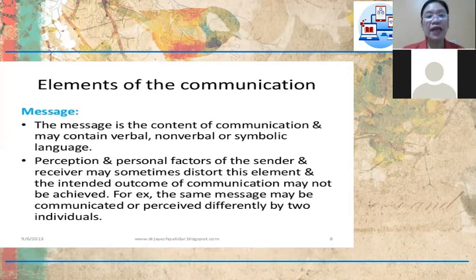Another element is the message. The message is, of course, the content of communication and may contain verbal, non-verbal, or symbolic language. Perception and personal factors of the sender and receiver may sometimes distort this element, and the intended outcome of communication may not be achieved. For example, the same message may be perceived differently by two individuals because we have different interpretations of the message received and perceived.